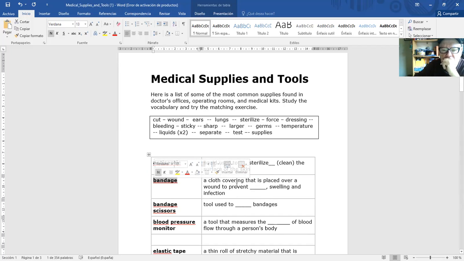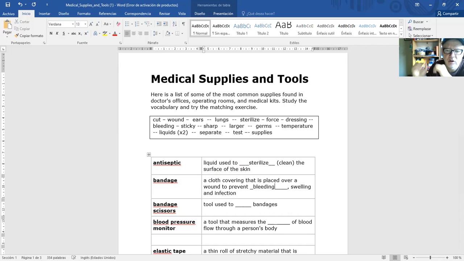Bandage. Cloth covering that is placed over a wound para evitar, to prevent bleeding. Con el vendaje prevenimos bleeding, prevenimos hinchazón, swelling, and infection. Bleeding, swelling, and infection. We prevent those things when we use bandages. All right.